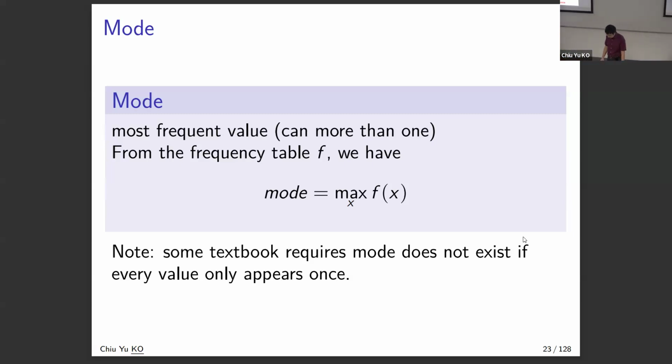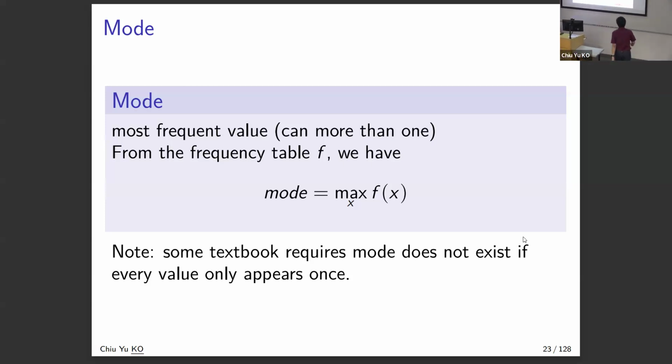And the only thing controversial is a very rare case where everything only appears once. In some textbooks, they will say the mode doesn't exist. But I think we will follow the tradition in some software, and even if everything appears once, we'll call everything a mode. So if the data is 1, 2, 3, then the mode is 1, 2, 3. Just to make it clear.